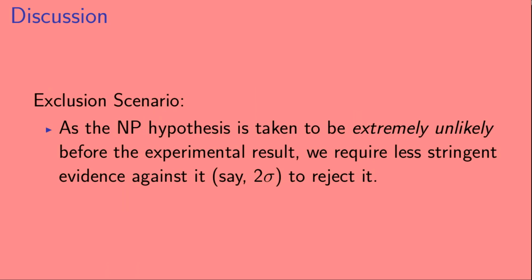Now let's think about the exclusion scenario. As the new physics hypothesis is taken to be extremely unlikely before the experimental result is obtained, we need much less stringent evidence against it, say 2 sigma, in order to reject it.